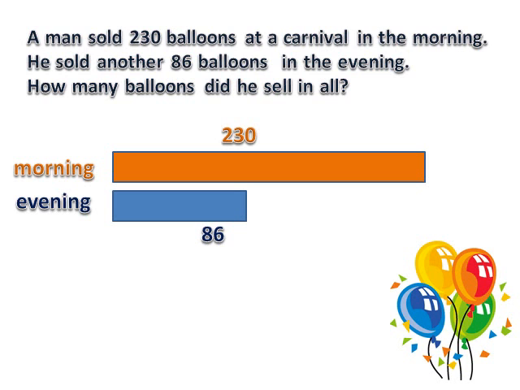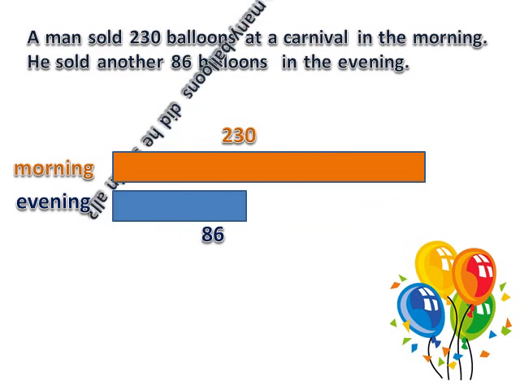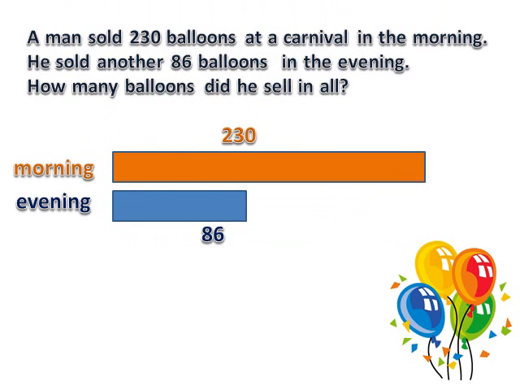So that basically means if it's asking for all of the balloons, you just need to add the number of balloons in the morning and the number of balloons in the evening. And so you would see a brace at the end of it that represents the sum. Okay, so that represents the sum. And the sum would be, you just add the numbers, 230 plus 86. Okay, so that would be 316.